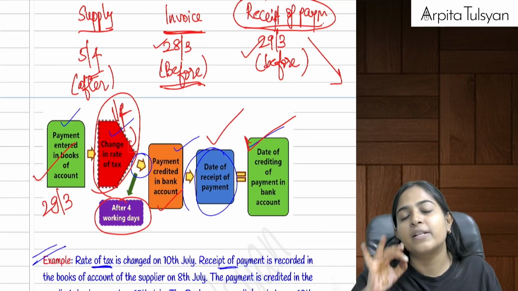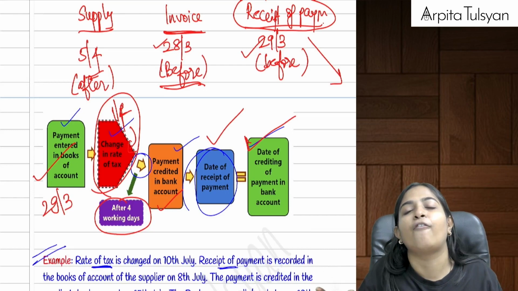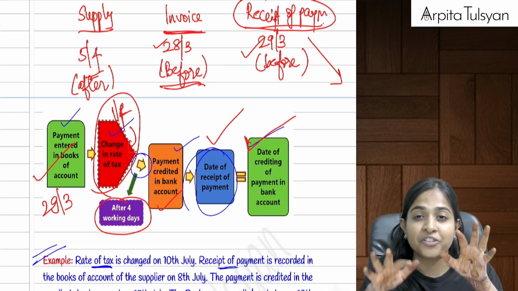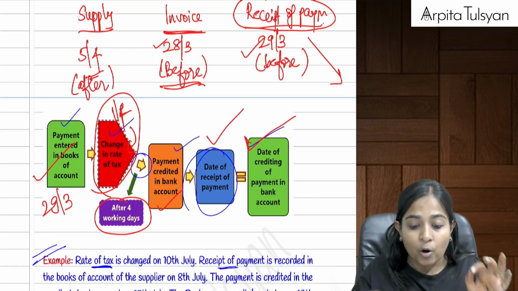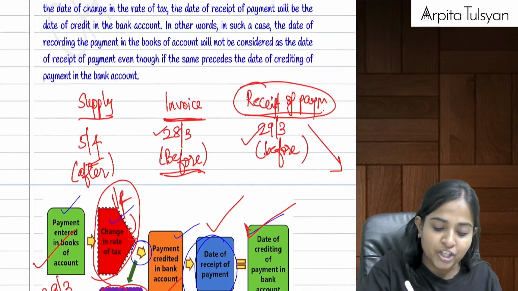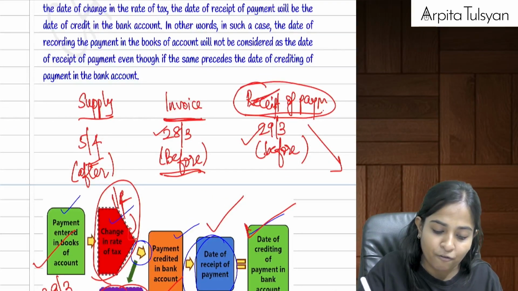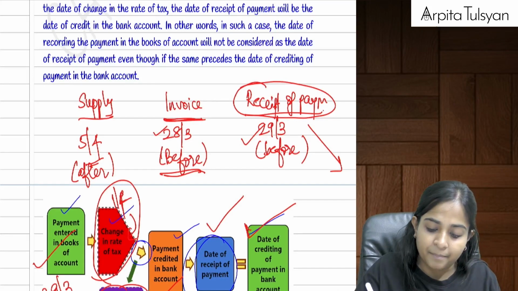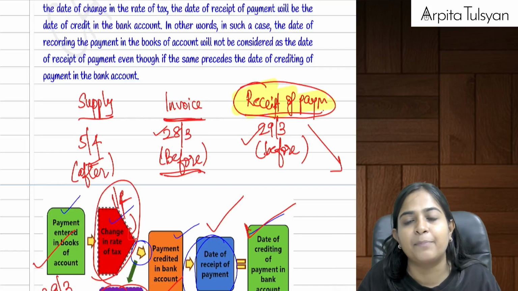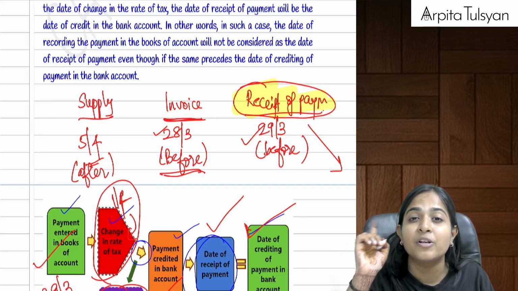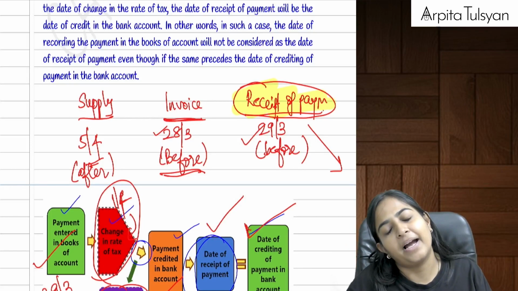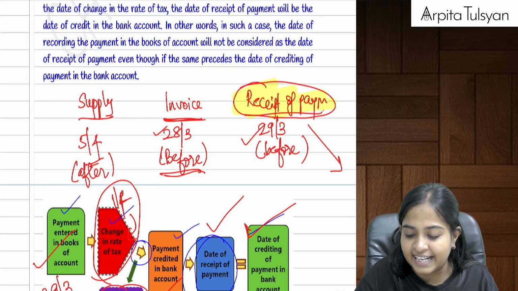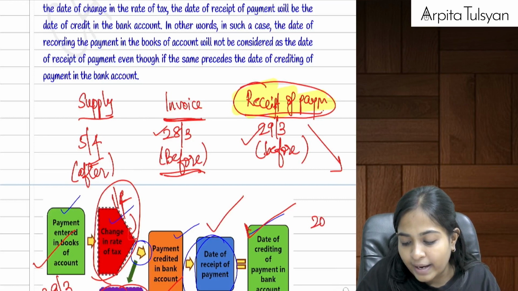If your amount is credited in the bank account after 4 working days from the date of change in rate of tax, means you were trying to just make up the transaction. Now the definition of this term receipt of payment will be the date when the amount is credited in your bank account. Okay, so now listen, suppose it is going to get credited in our bank account on 20th of April.